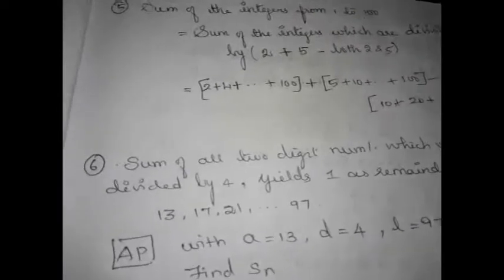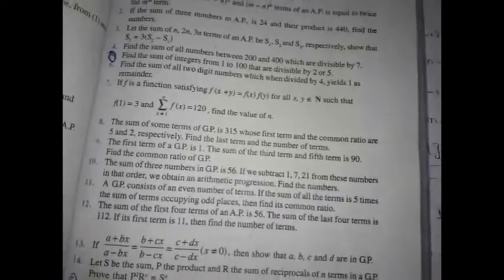Now let us move on to our sixth question. Find the sum of all 2-digit numbers which when divided by 4 yield 1 as remainder. So what are the 2-digit numbers which yield 1 as remainder when divided by 4? Which is the first 2-digit number which is divisible by 4? 12, 4 3s are 12. 12 is the first 2-digit number divisible by 4. So what will be the first 2-digit number which when divided by 4 yields 1 as remainder? 12 plus 1, which is 13, right?